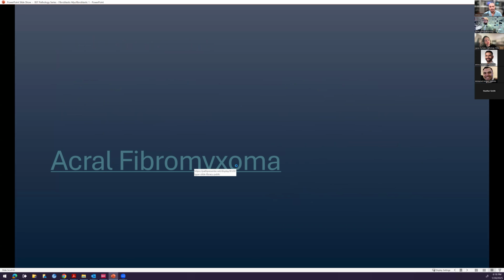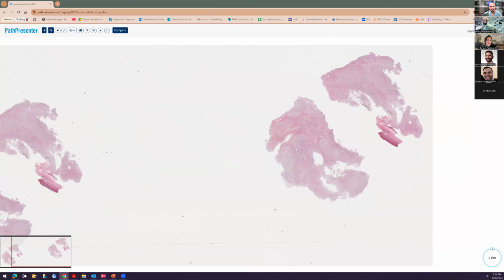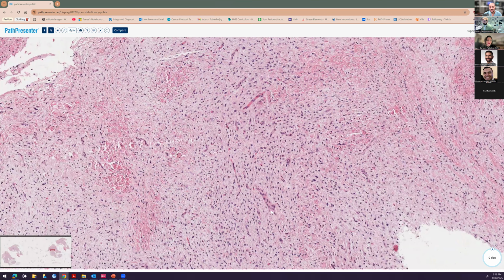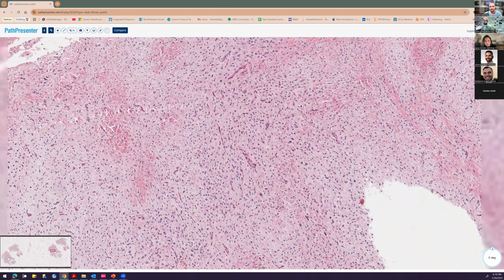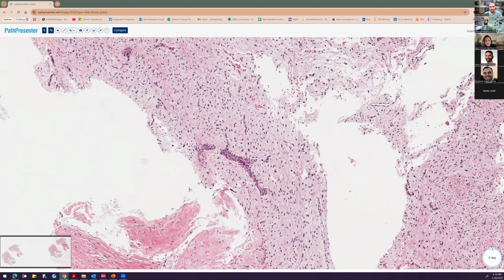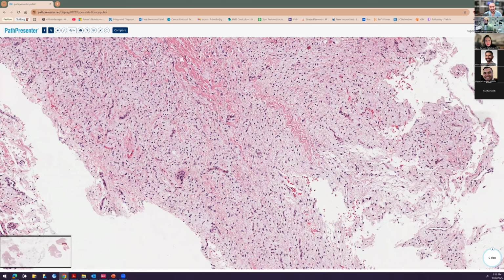I think I have an example of one here from Path Presenter for us, for example. You can see again more variably myxoid to collagenous looking, with thin walled vessels running throughout, but they're generally fairly ill-defined nodular within the dermis, right? So RB is a good marker, and about half of them actually lose it, but it's a good marker.